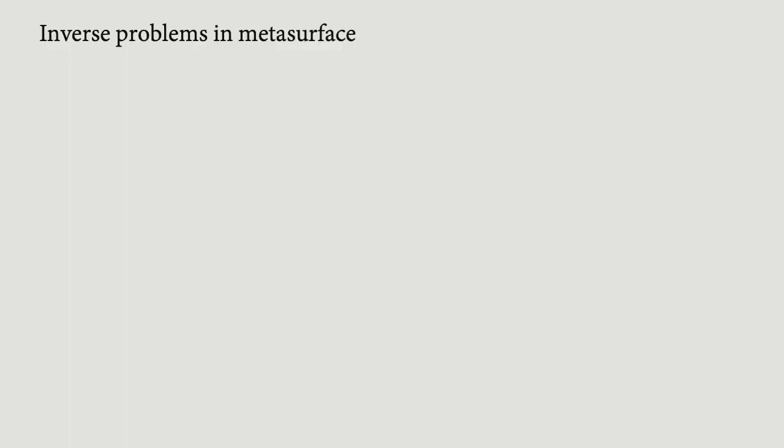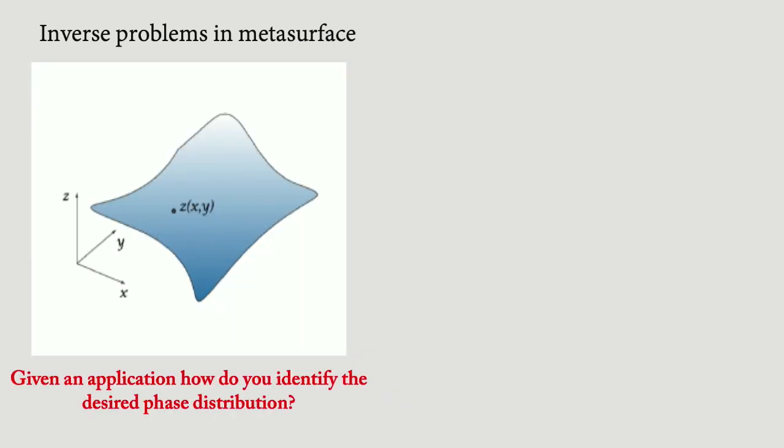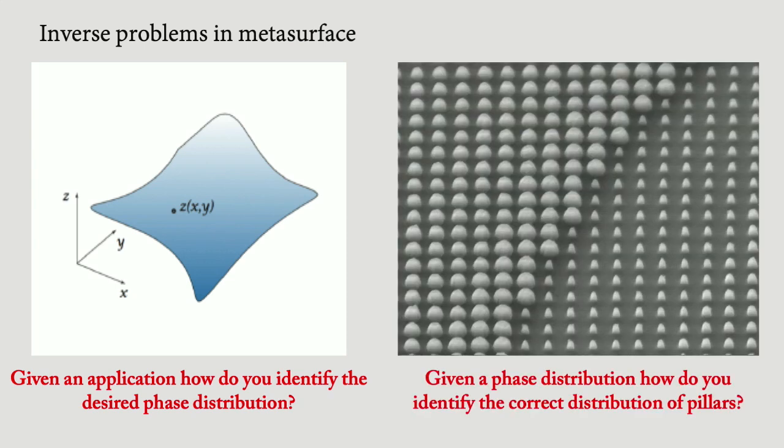There are two inverse problems in the metasurface community that people are facing today. One problem is, given an application, how do you identify the desired phase distribution? The cubic, lens, quadratic ones, we all came up with from intuition. But I can give you a problem, and I'm going to give you an example, where you have no idea what the phase distribution is. How do you do that? And secondly, given a phase distribution, how do you identify the correct distribution of pillars?